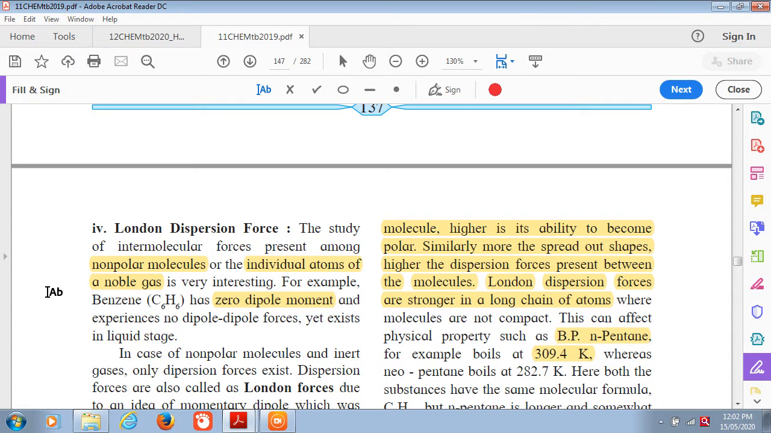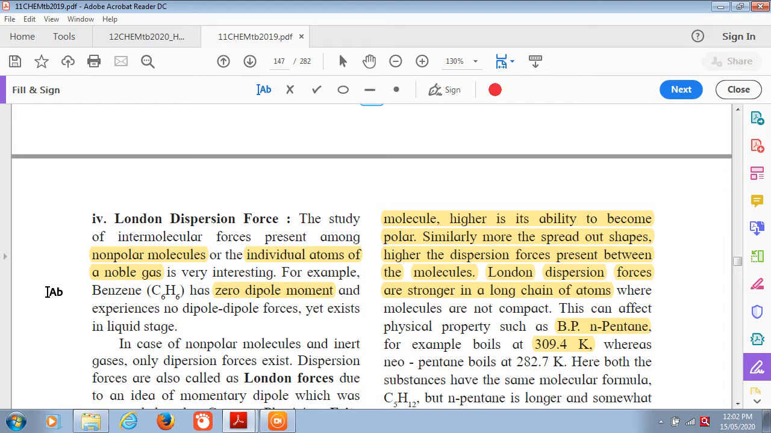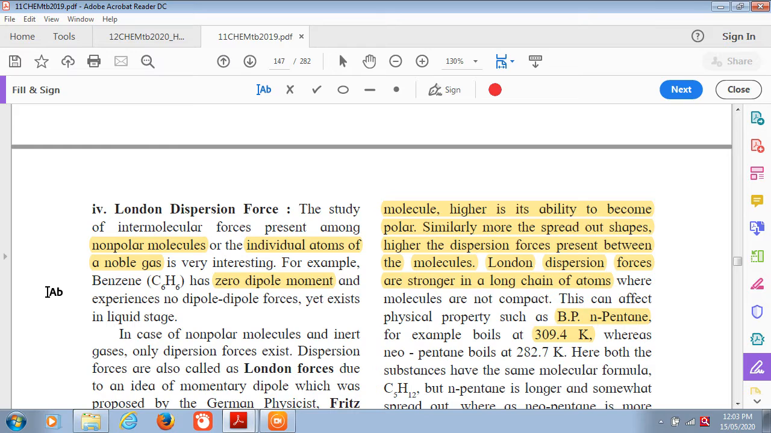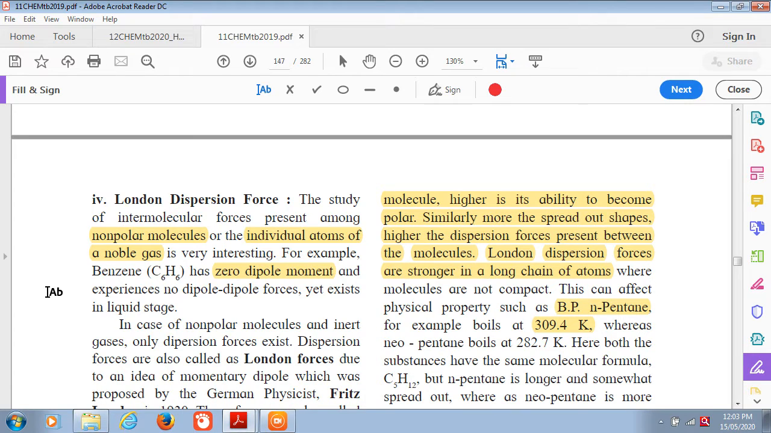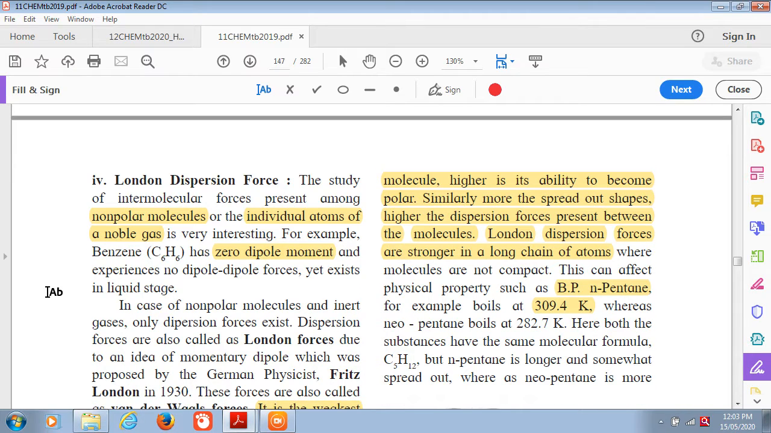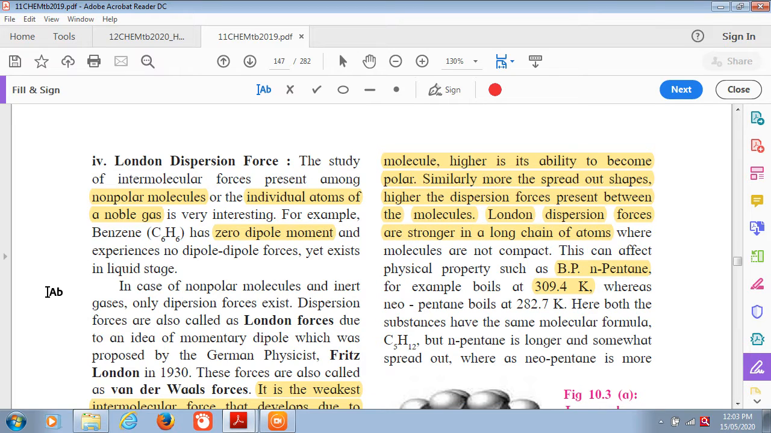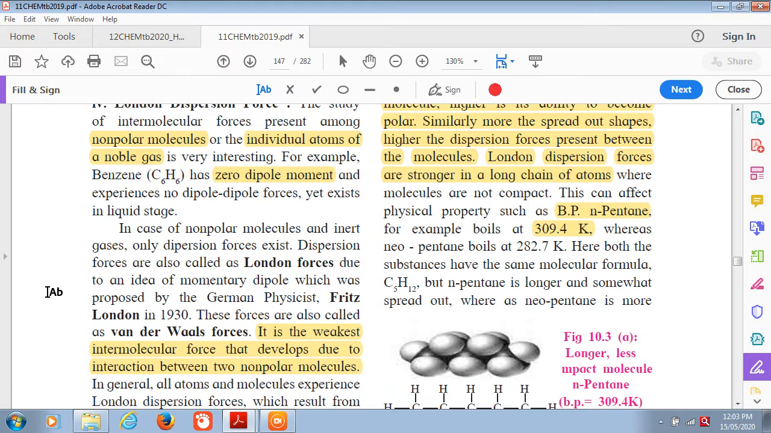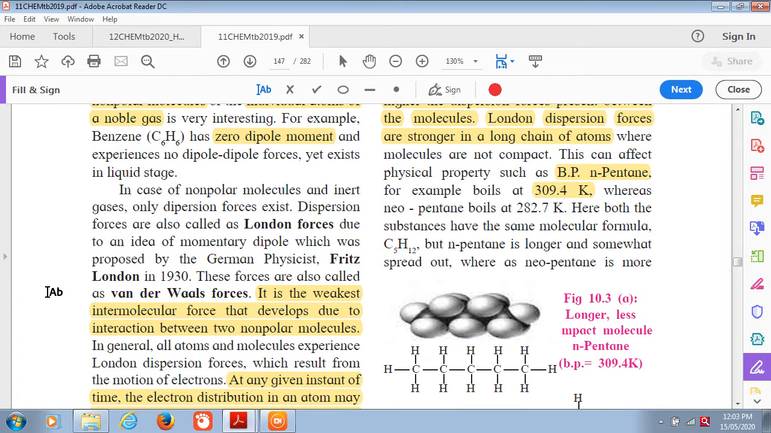So London or dispersion forces are stronger in case of long chain molecules. If you observe n-pentane and isopentane or neopentane, n-pentane has stronger London force, and due to that stronger London force it has higher boiling point than the corresponding neopentane. So if you observe the values, n-pentane has 309.4 Kelvin boiling point, but neopentane has only 282.7 Kelvin boiling point.